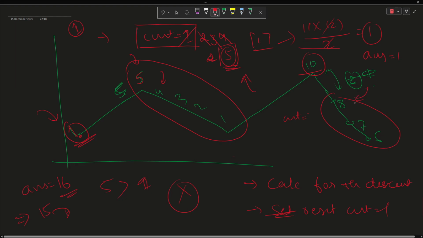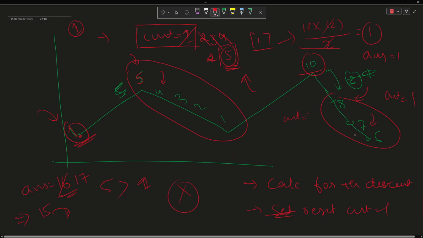Now we go next to 8. It is decreasing, but the difference is 2, so it's not a valid descent. Now we calculate the answer again. For 1, the answer is just 1. So we update it to 17 and set the count as 1 here again.